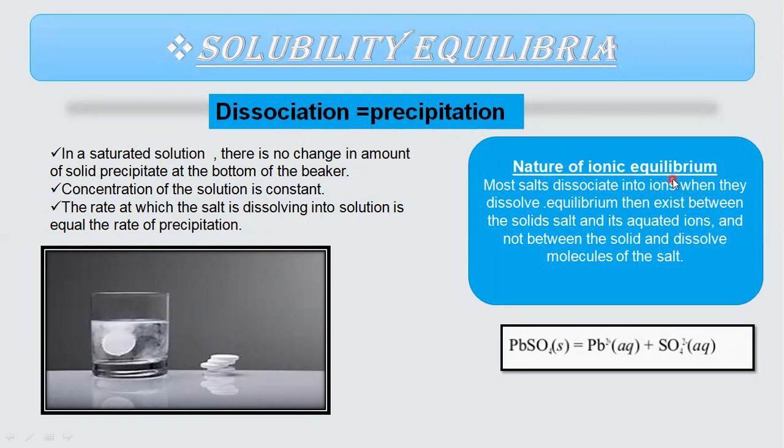Nature of ionic equilibrium. Most salts dissociate into ions when they dissolve. Equilibrium then exists between a solid salt and its aqueous ions. For example, we can see from this equation, lead sulfate dissociates into ions, and the equilibrium exists between its solid form and its aqueous ions, not between a solid and a dissolved form of the salt.